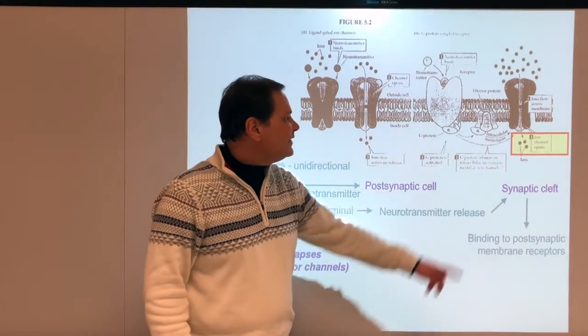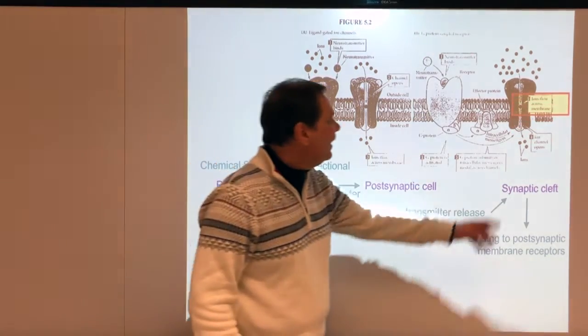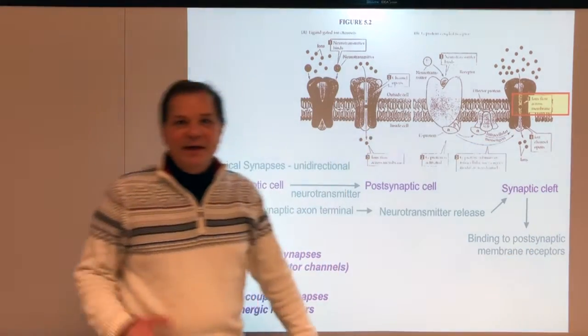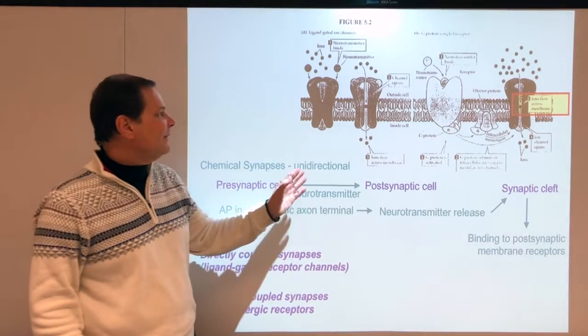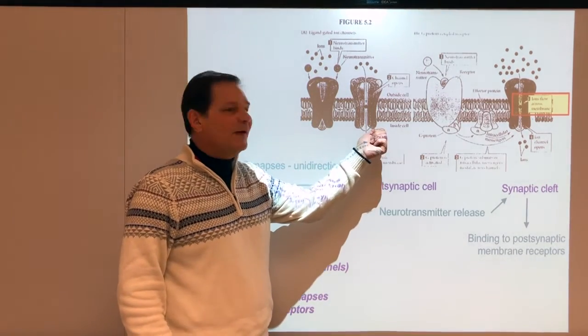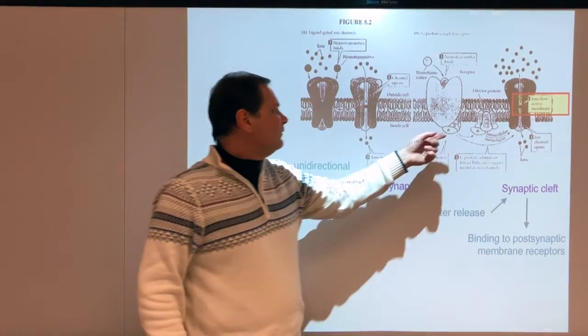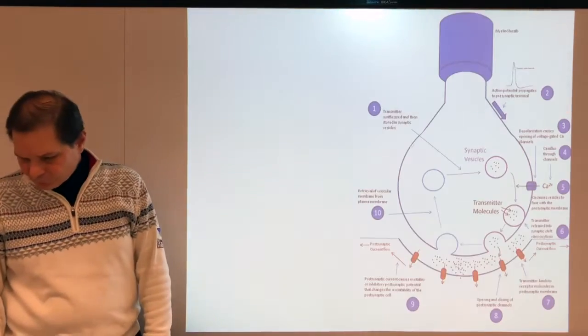And the channel opens and ions flow into the channel, and you get ions flow through the channel, and you get a change in the membrane voltage in response to that. So these are indirectly coupled. Directly coupled, the receptor is the channel. Bind, it opens. It's that simple. Indirectly coupled use G proteins and second messengers, okay?